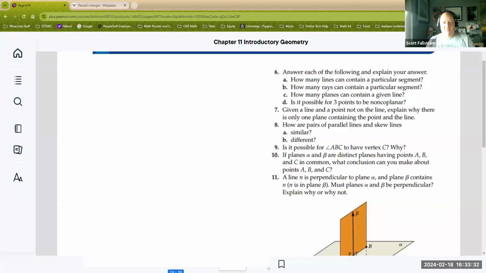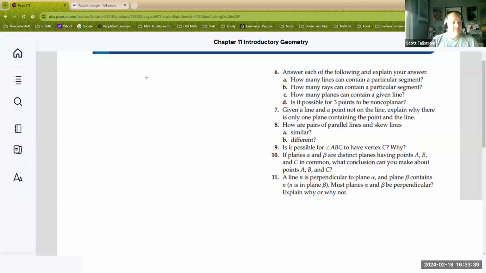Okay, so now how many rays could contain a particular segment? Remember, only one line could contain the segment. So if I say, here's my segment AB, this is my segment, I want a ray that contains that. Well, remember, this is part of a line. The line continues on to infinity, but I only want that red part to be included.